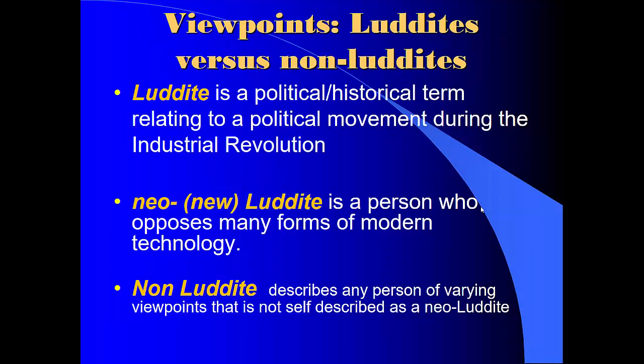Different viewpoints. There's a term called a Luddite. Luddite historically comes from a political movement during the Industrial Revolution that was against some of the new industrial tools and techniques that were forming. Neo-Luddite is a term used more today. Neo, meaning new, is a person who opposes many forms of modern technology. And of course, the other type is a non-Luddite. That describes any person who can have a variety of viewpoints but is not self-described as a neo-Luddite. In fact, you may agree with some of the opinions of a neo-Luddite, but maybe not collectively most of them.